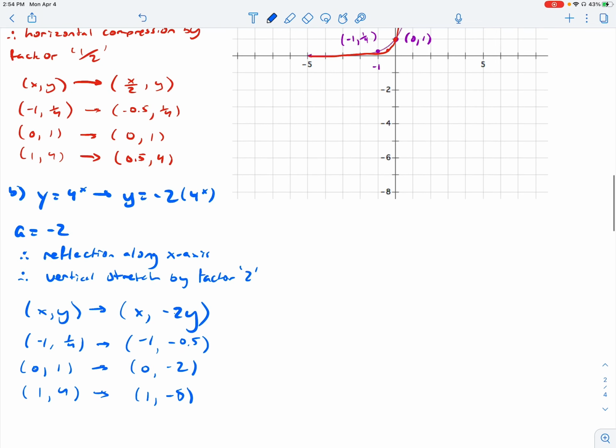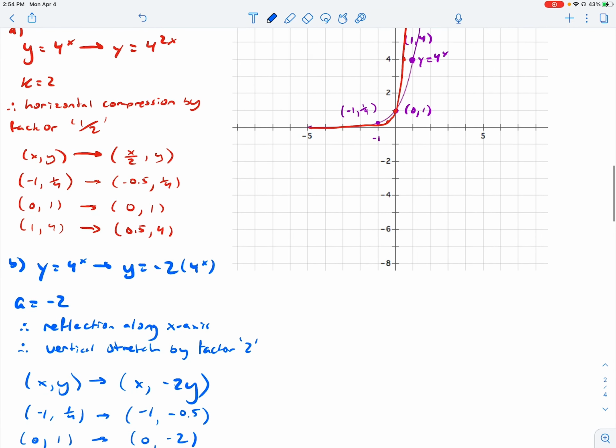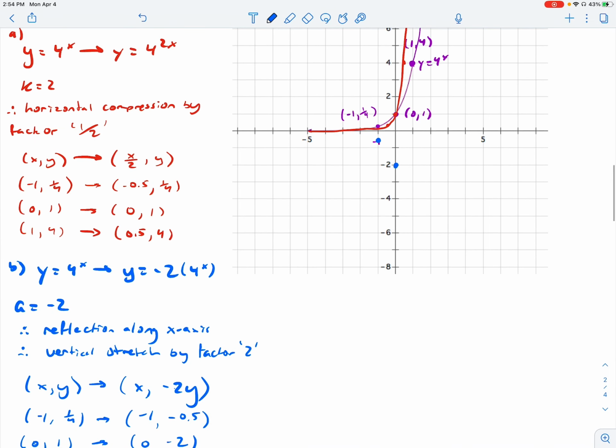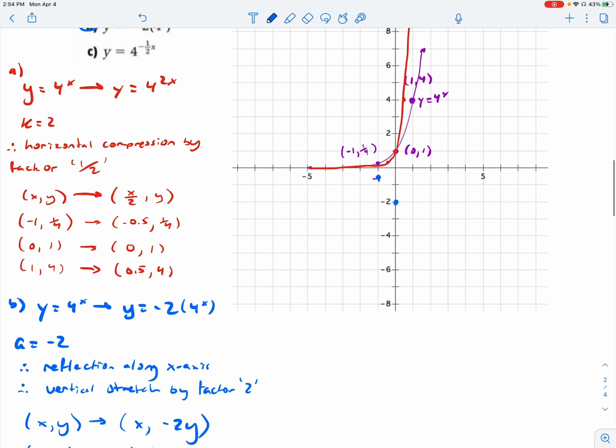Let's go ahead and plot those. So negative 1, negative a half, that'll be here. 0, negative 2 is here. And 1, negative 8 is here. So this is really interesting.